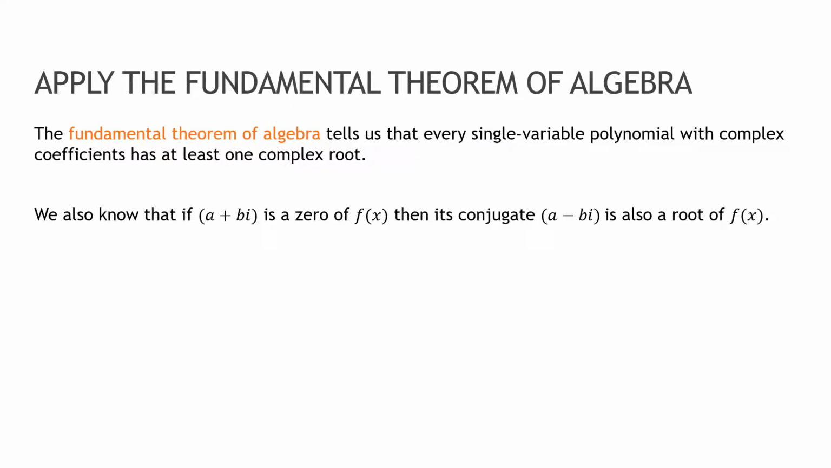Essentially, what the fundamental theorem of algebra tells us is that if we have a polynomial with complex coefficients, we're going to have at least one complex root. And it also tells us that if we have a complex root like a plus bi, and that's how we write the complex numbers, remember, something like 2 plus 3i, then we know that its conjugate is also a root. So if 2 plus 3i is one of our factors, or one of our roots, one of our answers, then 2 minus 3i is also one of our answers. So let's take a look at how this comes into play.